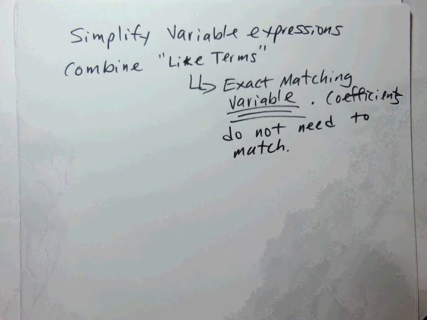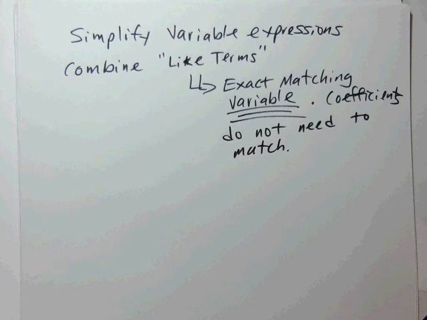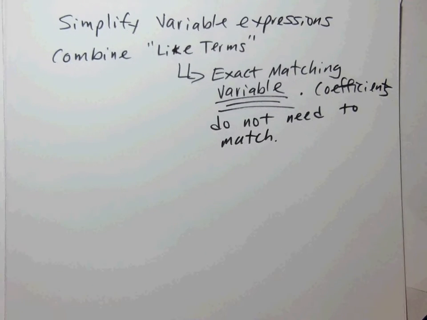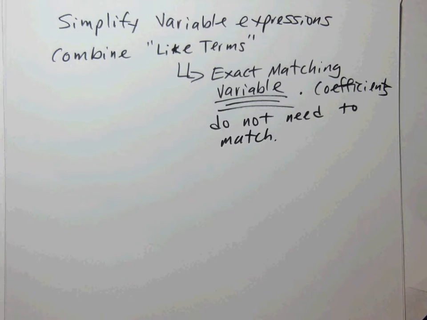Okay, so we're looking for a matching of the letter part. Okay, the number out front doesn't have to match. It can match, but it doesn't have to. But the letter part must be an exact match. And if so, we're just going to put them together by adding or subtracting those coefficients.